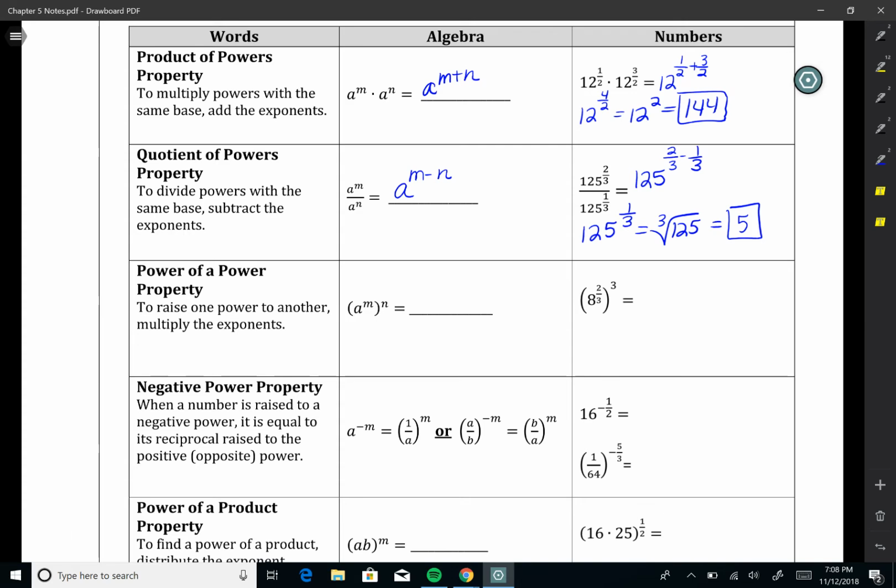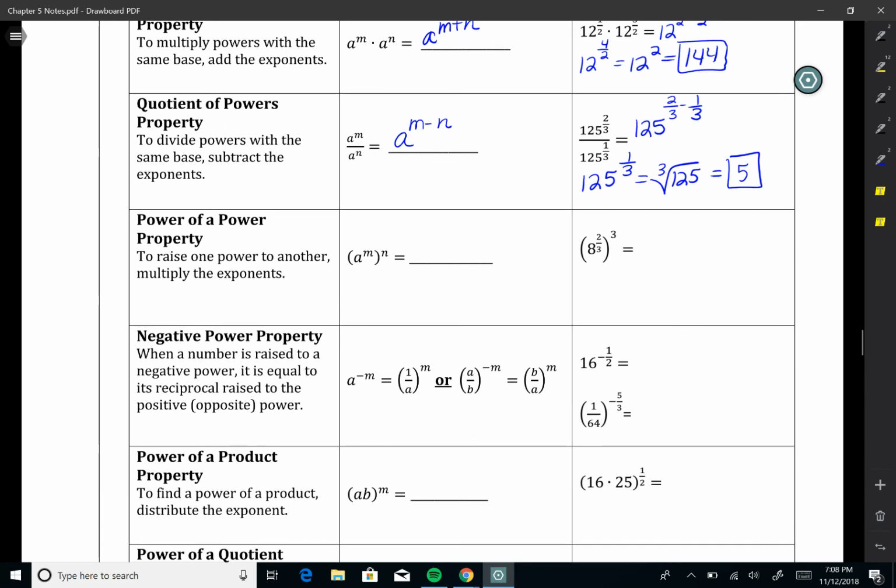Moving on to the power of a power property: to raise one power to another, we multiply the exponents. So a to the m raised to the n is a to the m times n. So 8 to the 2/3 cubed, we can say 8 to the 2/3 times 3. Now that's 3 over 1 if you would like to do that. You could cross cancel the 3's, or you could just multiply straight across and say, hey, that's 8 to the 2 times 3 is 6, and 3 times 1 is 3, and 6 divided by 3 is 2, so that's 8 squared, and that is 64.